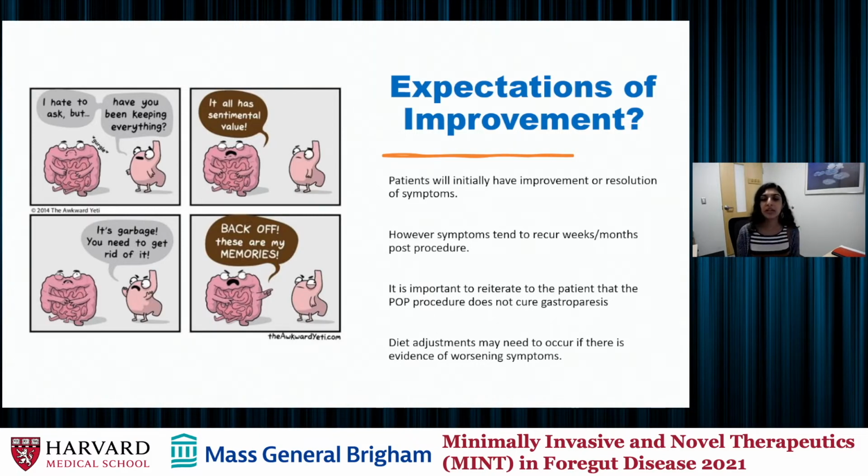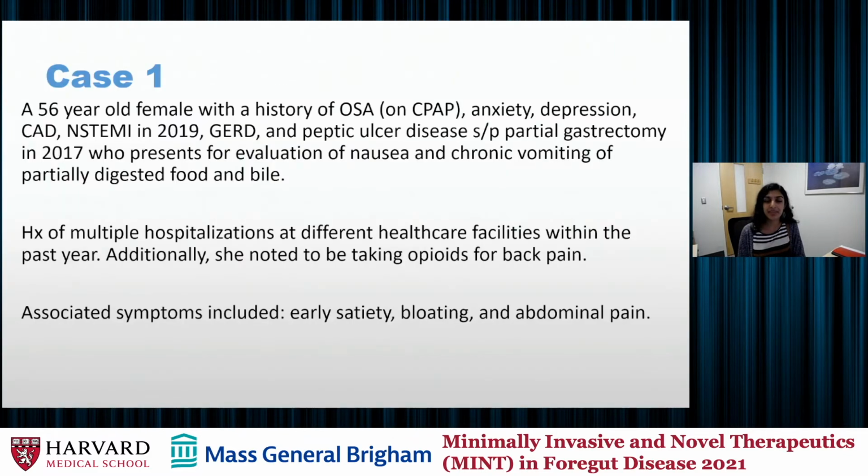So it is important to reiterate to these patients that the POP procedure doesn't cure gastroparesis 100%, and that we may need to adjust these diets as the symptoms occur. So if they're having worsening symptoms, we always want to maybe back off to a clear liquid or a full liquid diet just to make sure that they're doing okay. And then once they improve a little bit better, we can always advance it again. So these patients always need continued follow-up, even in the outpatient setting, even with their primary GI if that's needed, or their whole healthcare team.